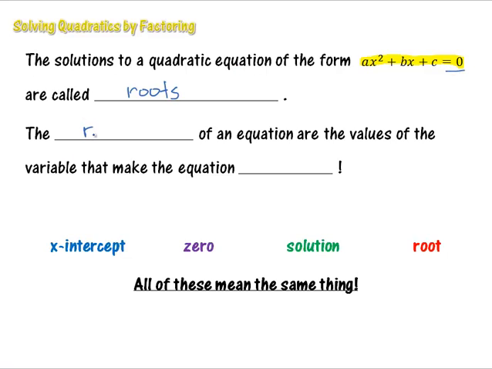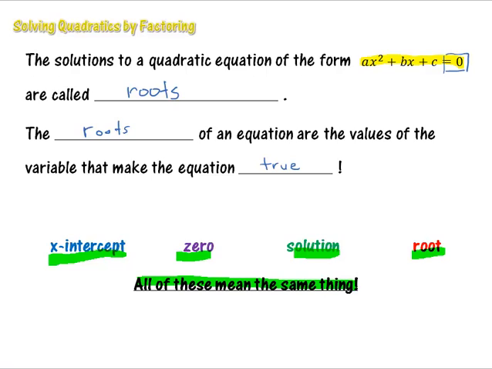The roots of an equation are the values of the variable that make the equation true. They don't make y equals ax squared plus bx plus c true. They make ax squared plus bx plus c equals 0 true. And that 0 just basically takes the place of your y. So with that said, if you look down at the bottom, all of these things mean the same. Root, solution, 0, and x-intercept. They all tell us the same thing about our function.